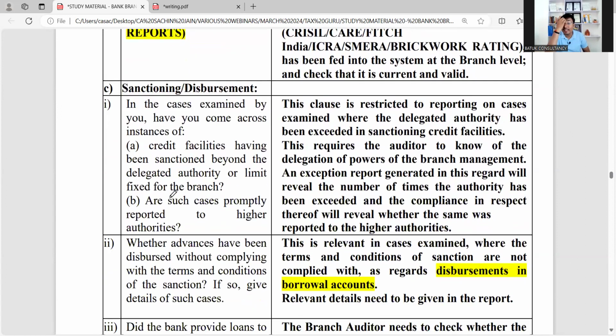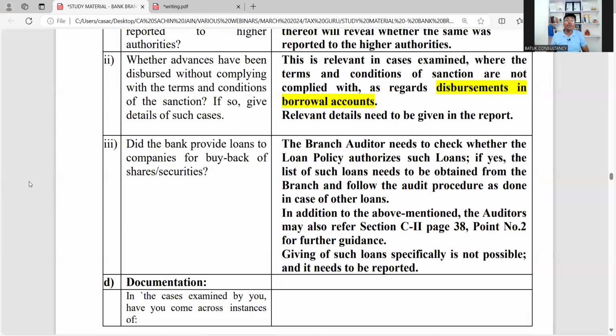At the time of sanctioning, the requirement is that the sanction note is prepared in a correct way. So we just need to check the sanction note, and whether all the terms and conditions of the sanction note have been complied with or not. That is the important thing. We need to be very careful for that.